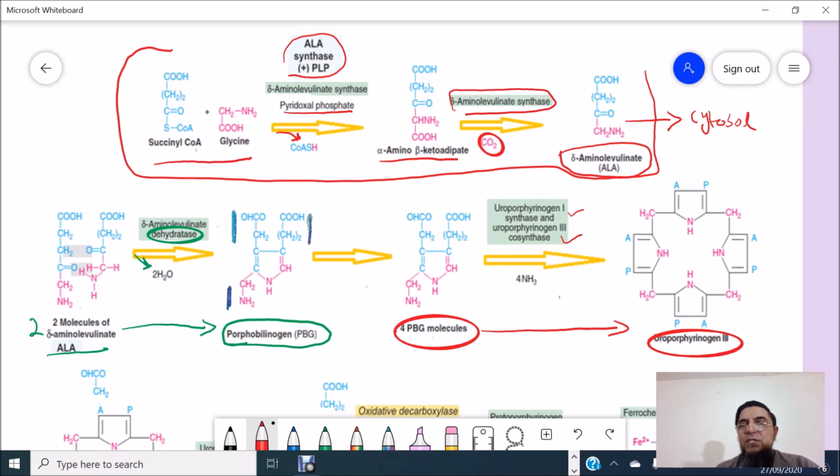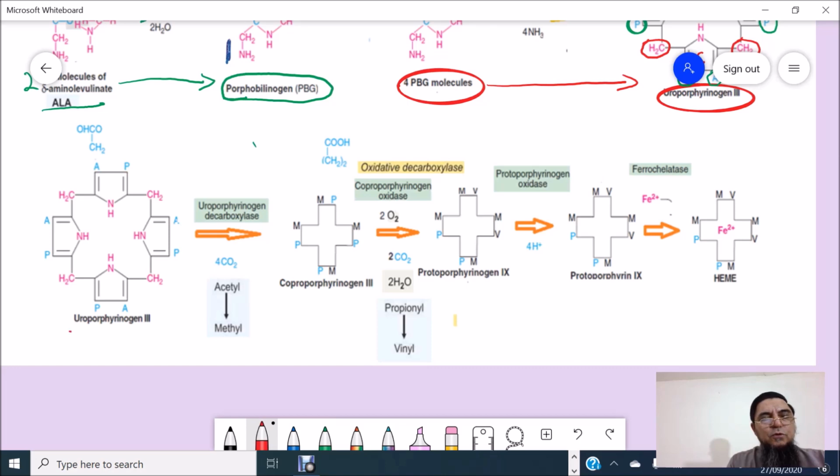Four rings will connect with each other, A, B, C, and D, with these CH2 bridges, with these CH2 bonds. On one end of every ring there is an acetate, and on the other end there is propionate. So acetate and propionate, and in ring D there is a reversal, that is propionate and acetate. Then this uroporphyrinogen 3 will be decarboxylated.